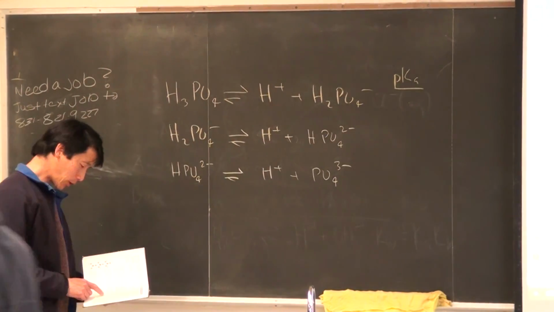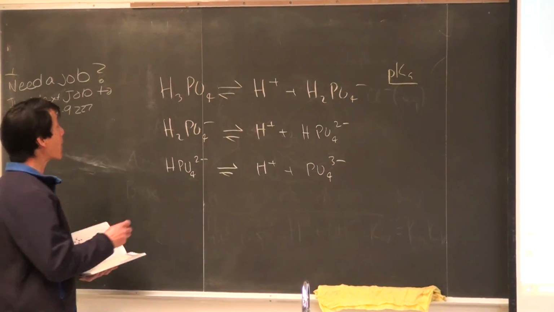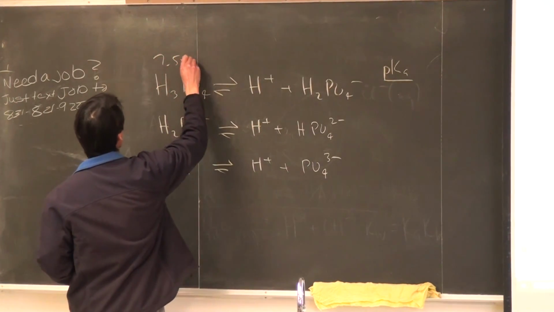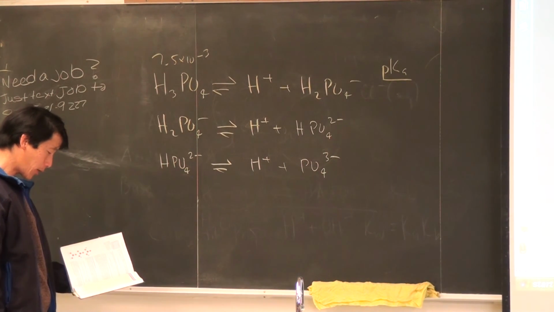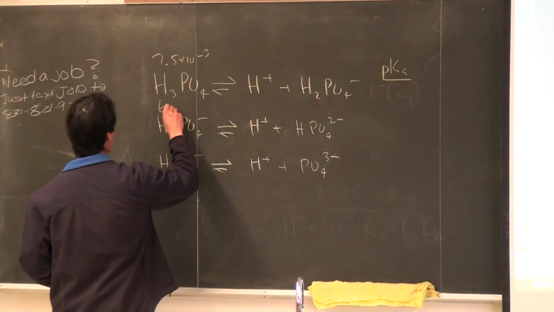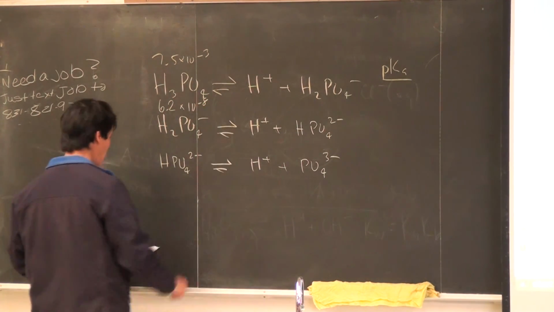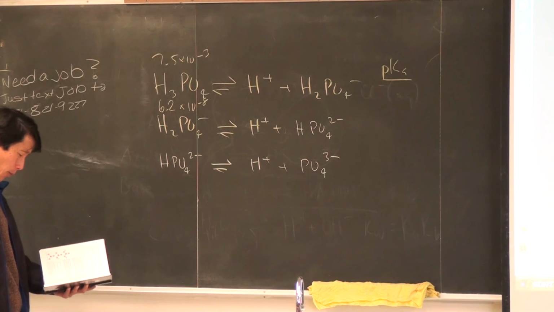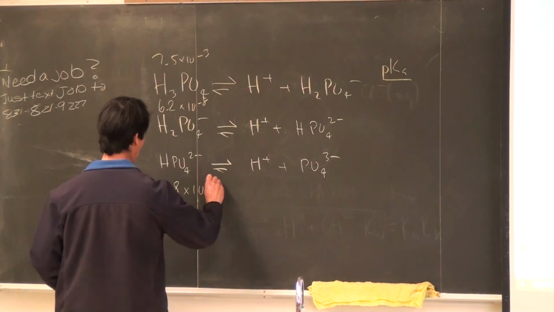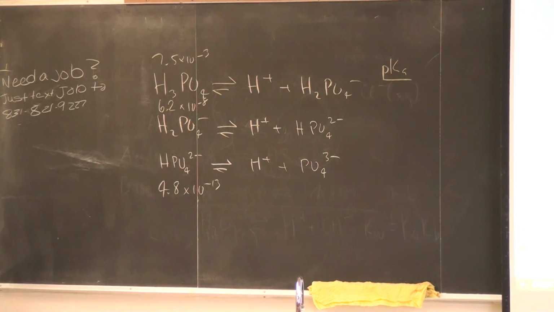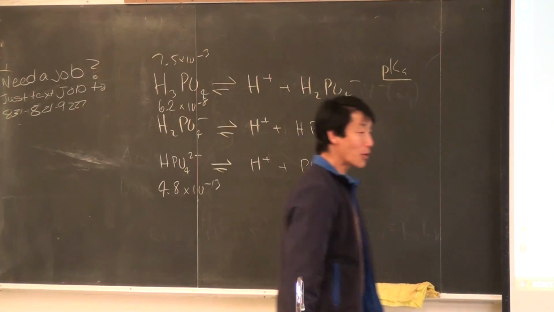So the Ka for H3PO4 is 7.5 times 10 to the minus 3. And then for H2PO4 minus, it's 6.2 times 10 to the minus 8. And for HPO4 2 minus it's 4.8 times 10 to the minus 13. So based on those Ka values, we can calculate pKa. Yeah, so let's do that calculation.